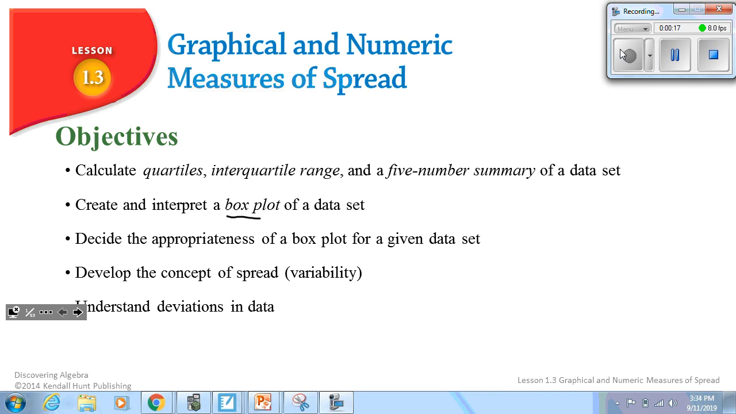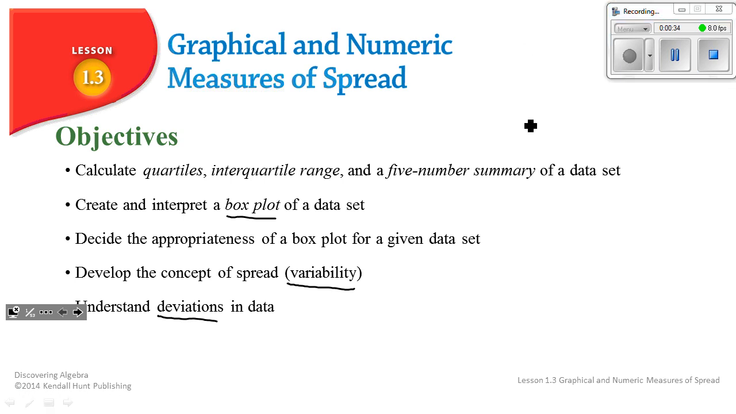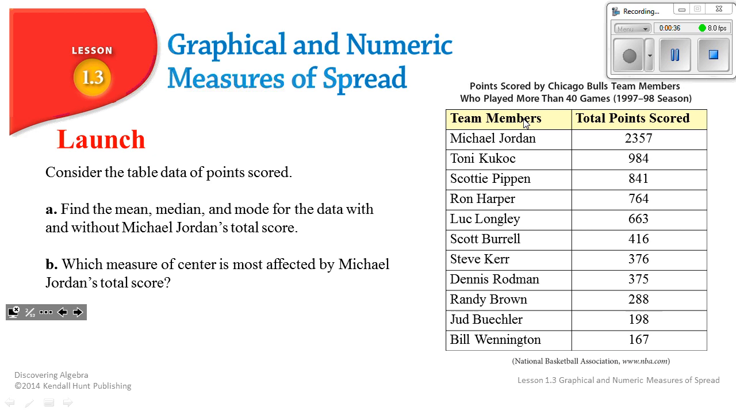We're going to learn about what a box plot is and how appropriate that box plot is for certain data sets. We're going to talk about variability, or the concept of the spread of data, and then understand deviations. So we're going to go through all that vocabulary. This is going to go relatively quickly because there's a lot of information. So just kind of try to keep up.